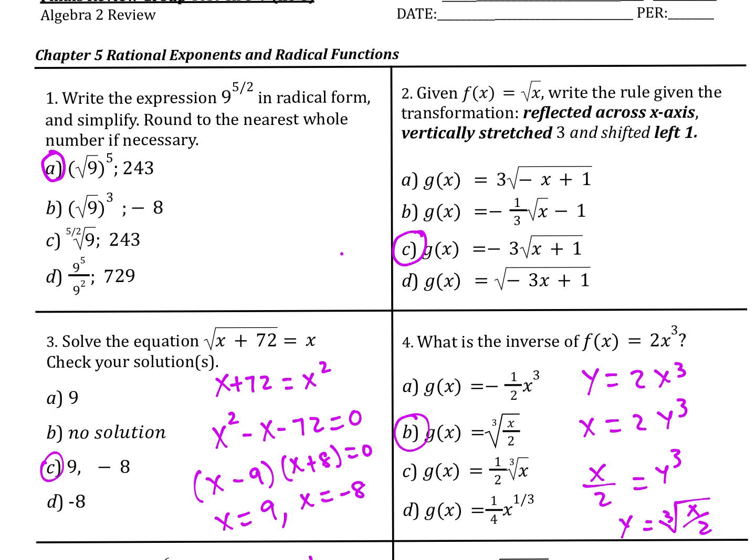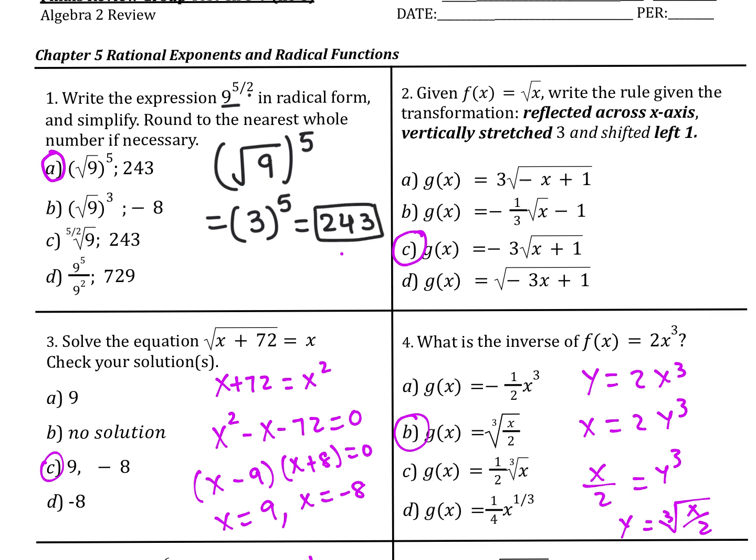We have here 9 to the power 5 over 2. So the 2 on the bottom means that it is a square root. So right here it is the square root of 9, and the top 5 is a power. The square root of 9 is 3, and 3 to the power 5 is 243.